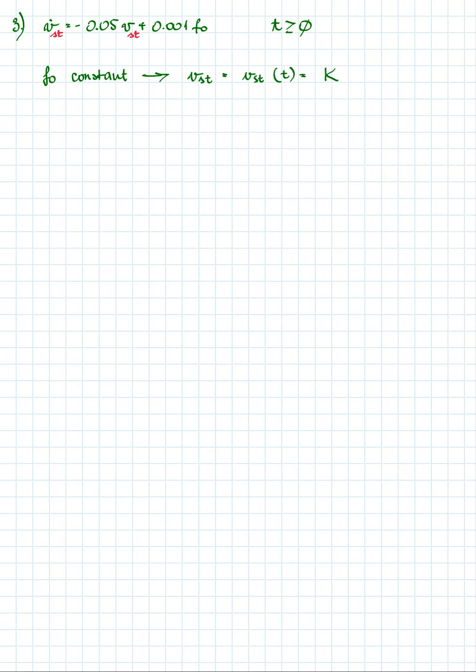So let's put back this to here. So k dot is equal to minus 0.05 k plus 0.001 F0, and t is non-negative. So I just copied k back to the non-homogeneous equation. K is constant, k dot is 0. This is minus 0.05 k, so I just copy the last equation.